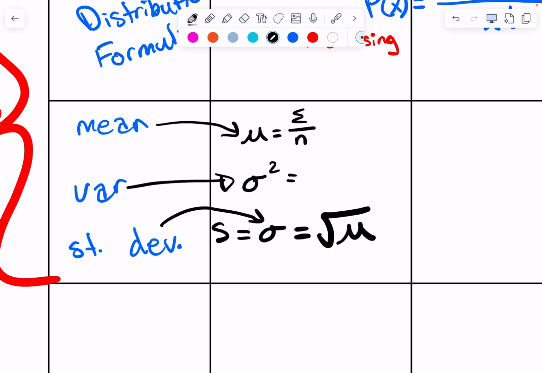So how do I find sigma squared? Take the square root. If the standard deviation is the square root of the mean, oh, so it's just the mean. It's just the mean. Didn't we find that that was a weird thing on 5.3?